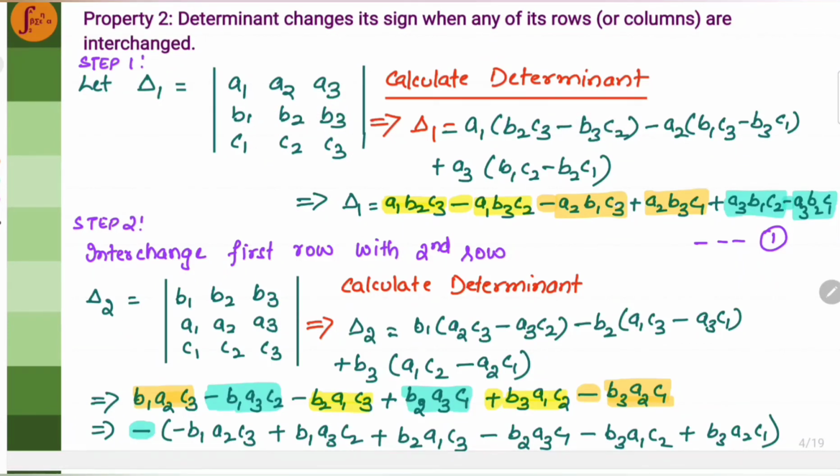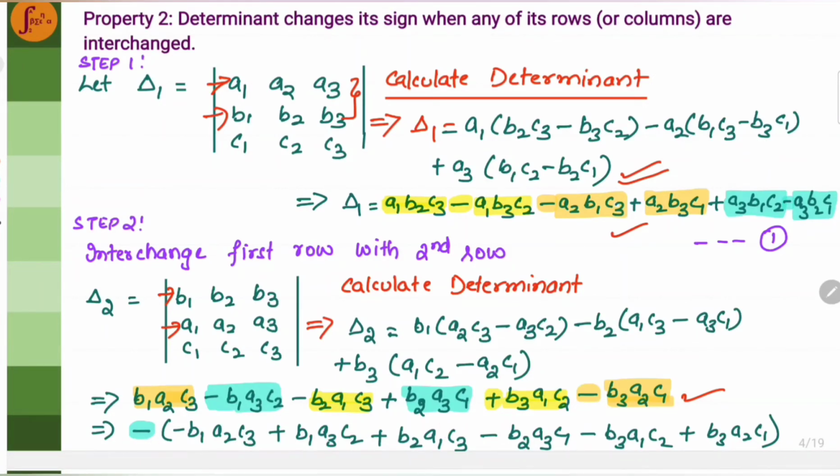So basically, let's say this is a matrix and determinant 1 we are going to calculate. Determinant 1 would be this one, right? When you calculate determinant 1, you're going to get this. Now, you interchange the first row. You can interchange any row, right? Say you interchange the first row. So you take the first row and put it in second, and take the second row and put it in first. Basically, you interchange these two rows. When you interchange these two rows and calculate the determinant, you are going to get the same terms as this, but the signs are going to be opposite.